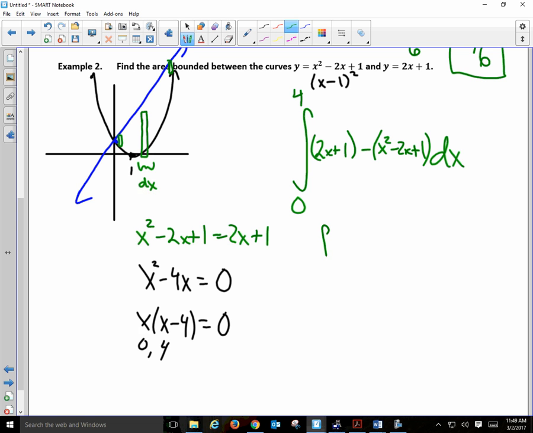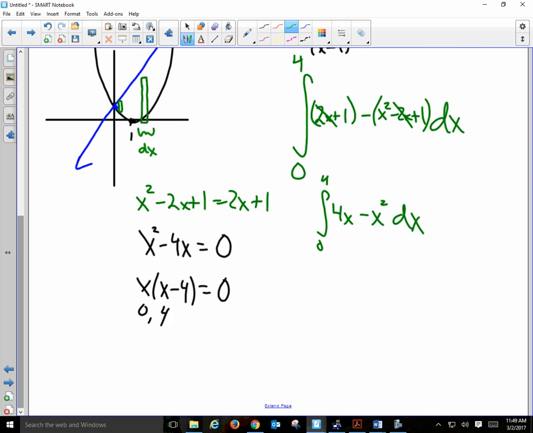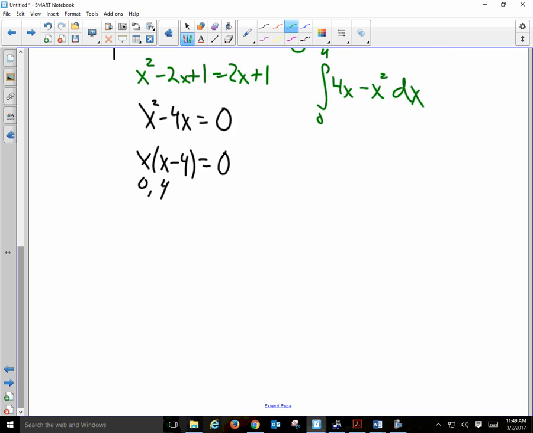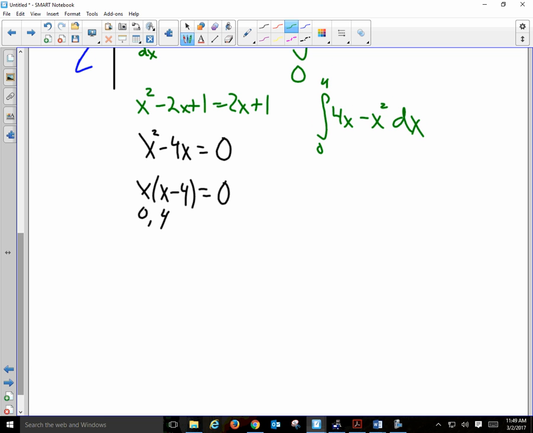Let's simplify. The integral from 0 to 4, 2x minus the negative 2x would be 4x. Those are gone. 1 minus 1 is 0, and I have a negative x squared. Okay, so what now? Antiderivative of 4x, I get 4x squared over 2, or 2x squared minus x cubed over 3.